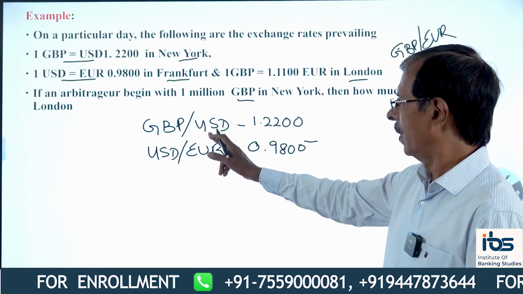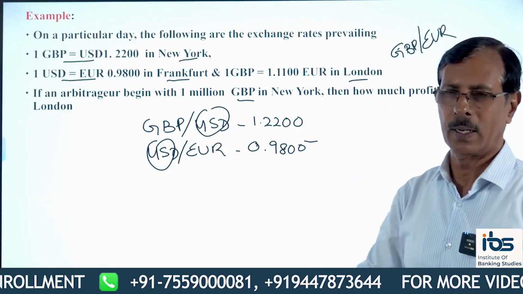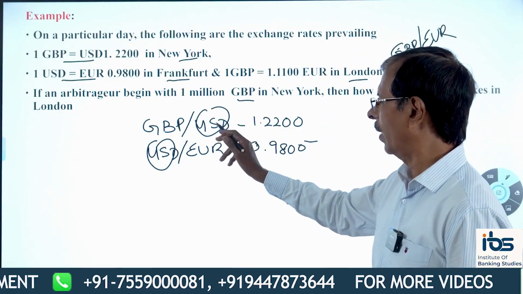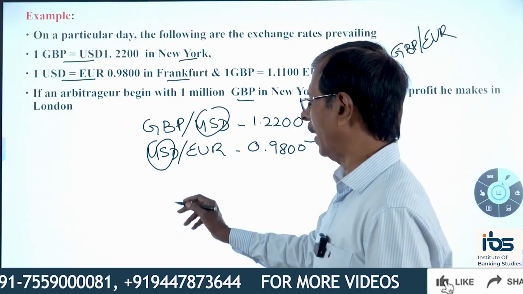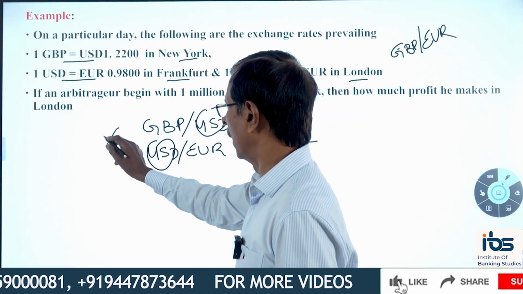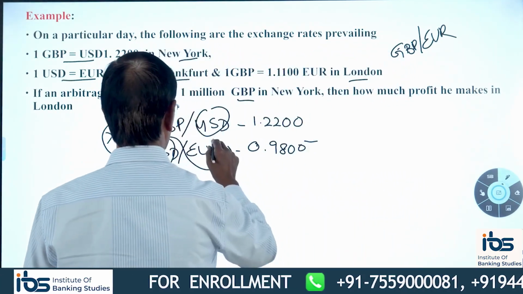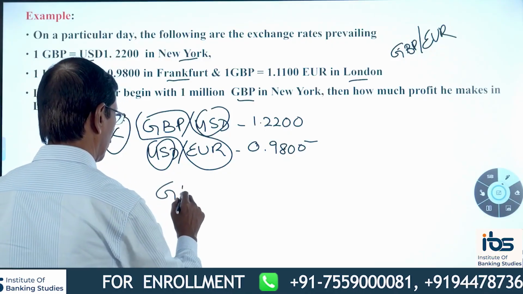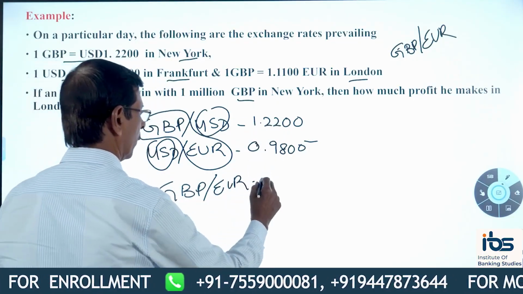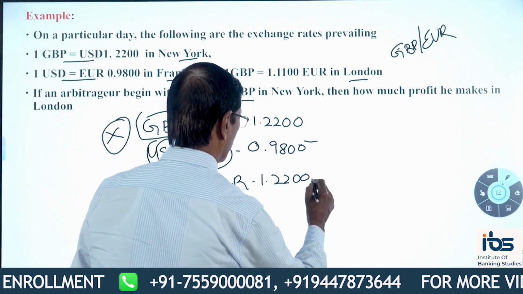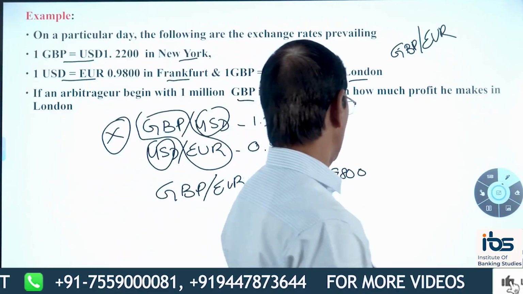Here, look, the common currency is dollar. Dollar is on the opposite side, because here it is in the denominator, here in the numerator, or here as the quoting currency, here as the base currency. So what does the rule say? In cross-rate mechanism, if the common currency lies on the opposite side, the rule is multiplication. So if you want this rate, GBP/euro, it is equal to multiplication: 1.2200 into 0.9800.